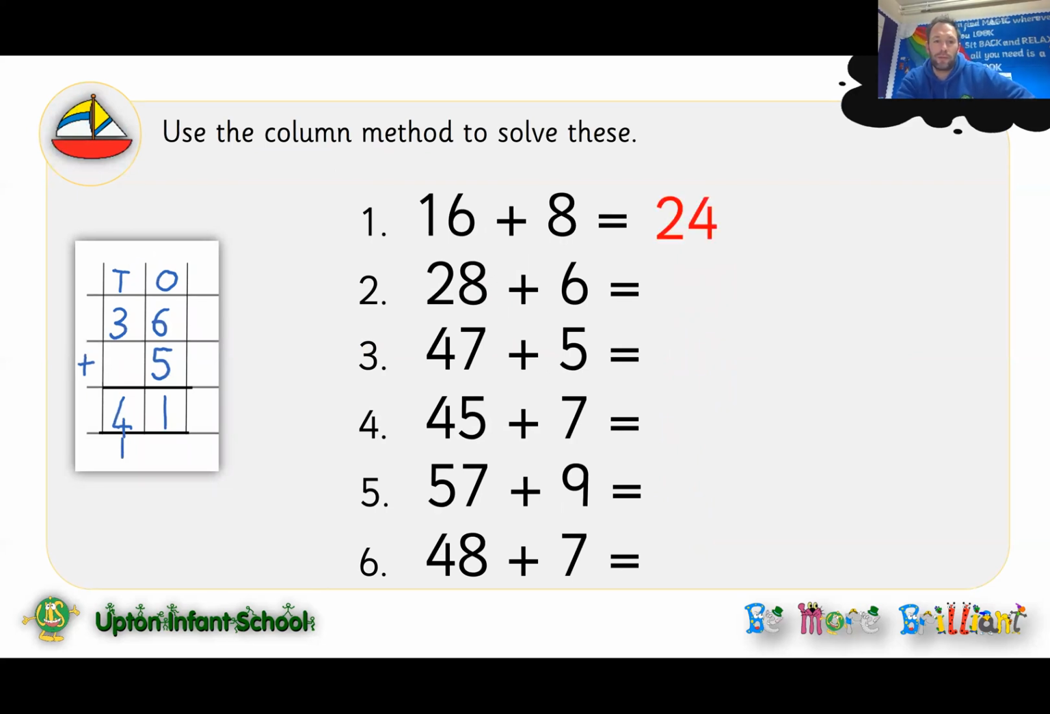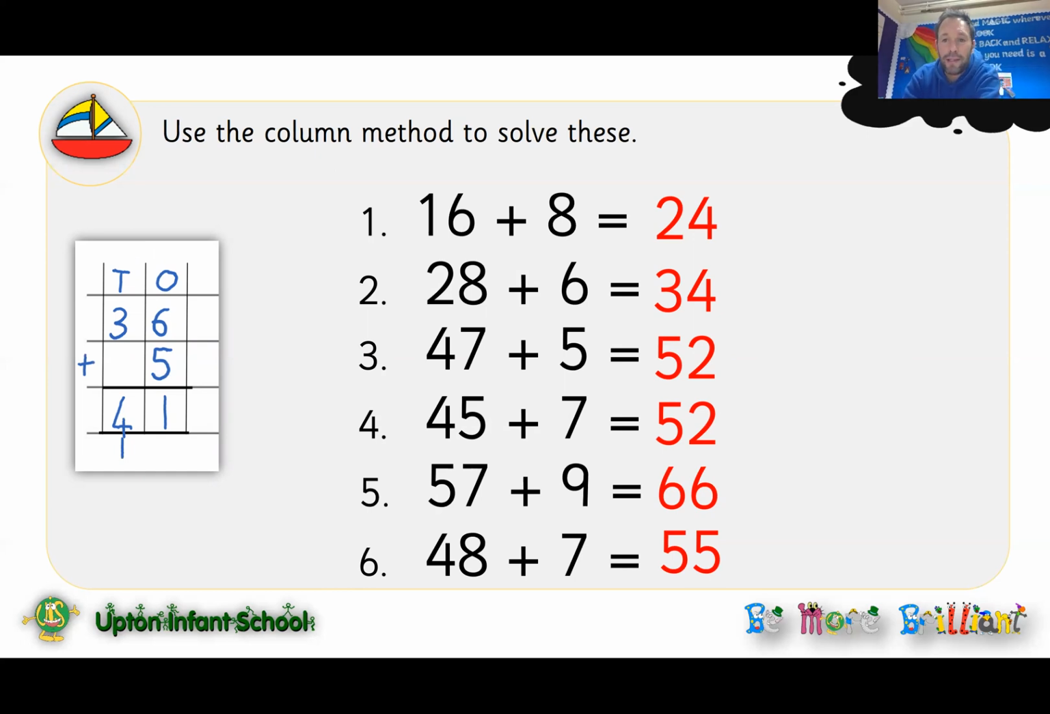Okay, on to our boat challenge. 16 add 8 was 24. 28 add 6 is 34. 47 add 5 is 52. 45 add 7 is 52. Can you see we've swapped around the ones digits there with the one above? 57 add 9 is 66. And 48 add 7 is 55. Well done if you got them correct. Same as what I said before. If you did make any mistakes, instead of just writing in the correct answer, go back and see if you can spot what you did wrong and have another go at it.